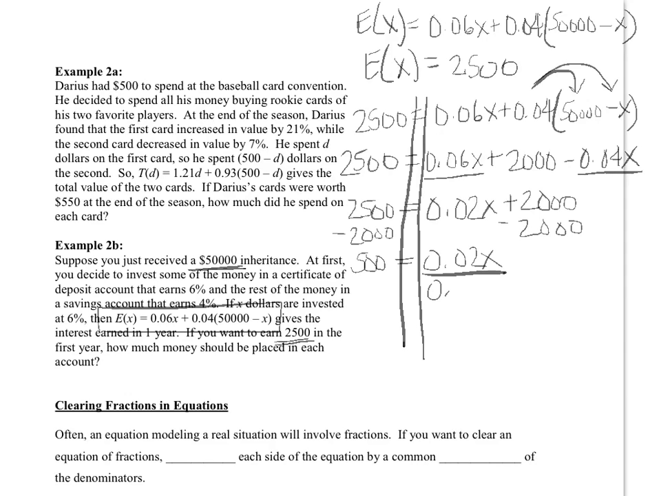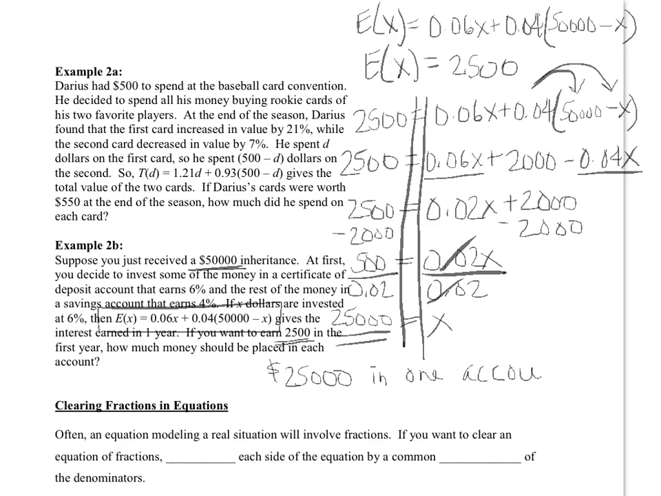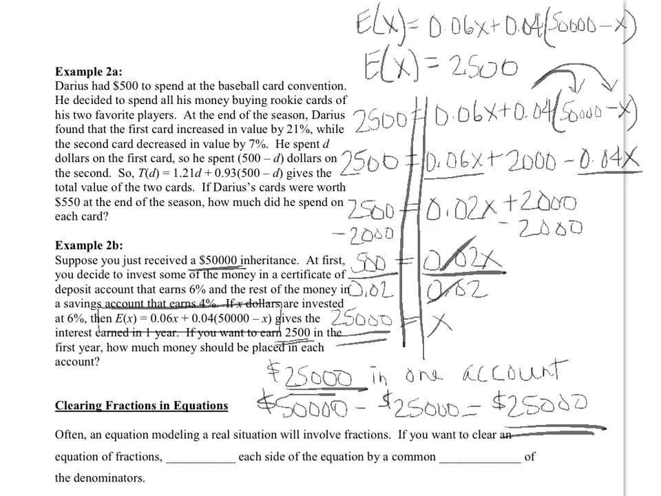I'm going to divide by 0.02 on both sides. And I have x equal $25,000. So if they have $25,000 in one account and they started with $50,000, so 50,000 minus 25,000 equals 25,000 in the second account. So that's how much money should be placed in each account.